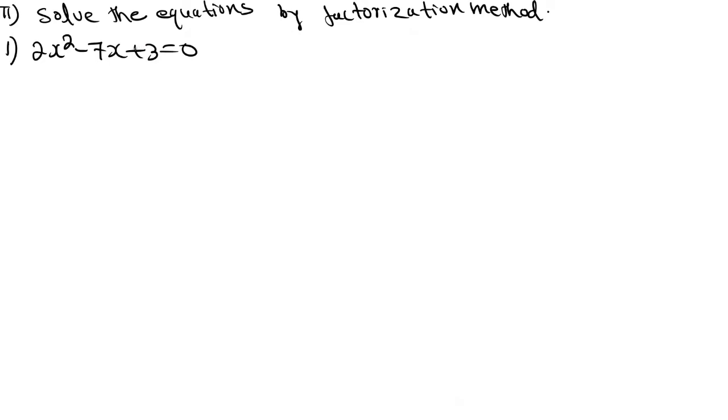See the next question. Solve the equations by factorization method. 2x square minus 7x plus 3 equal to 0 is given. You know, right? Factorization means multiplying what you have to get AC value, adding what you have to get B value. What is AC value? A equal to 2, B value equal to minus 7 and C value equal to 3. AC value is 2 into 3, it's equal to 6. B value is equal to minus 7.